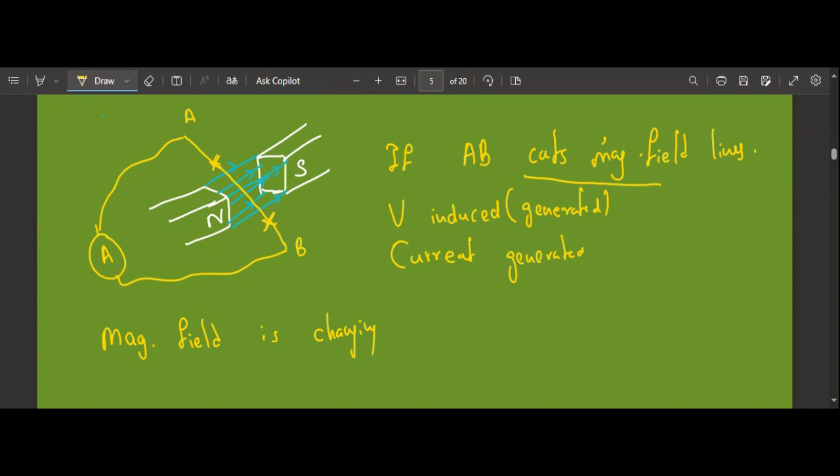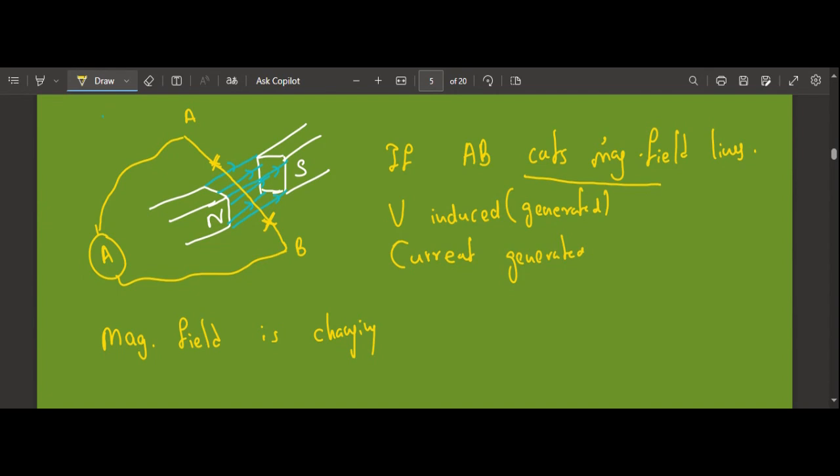We can also generate a voltage and current by pushing a magnet into a coil, right? That's what we just explained. Now simply what is required is that the magnetic field should be changing in the wire. It can be done by either moving the coil or moving the wire. In this figure I have shown the movement of the wire. If the wire is moving up and down, it will cut the field lines.